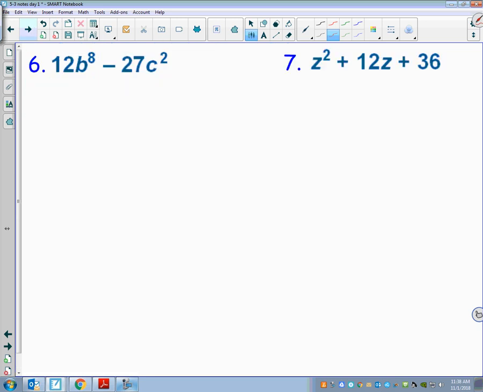Let's do some more. What about this one? Well, this one, there's a common factor, right? There's a GCF. I could take a 3 out of this, and 12 divided by 3 is 9, b to the 8th. And if I take a 3 out of 27, that would be 9c squared.